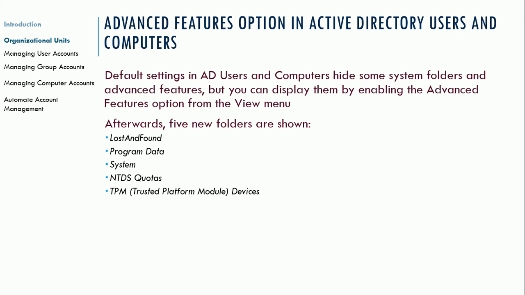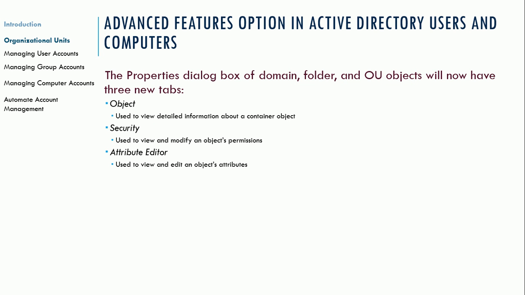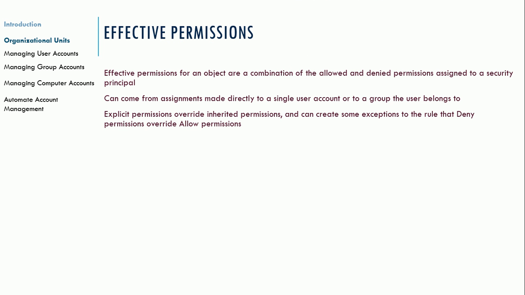The default settings in Active Directory Users and Computers hide some of the folders for OUs, which you can enable, and these are the folders that you'll see. We'll talk about some of these later on in the course, such as LostAndFound, Program Data, System, NTDS Quotas, and the Trusted Platform Module devices. Again, we'll talk about those later on, but just understand this is where you would enable those. In the property dialog box of the domain folder and OU objects, you will have three tabs: the Object, Security, and Attribute Editor tabs.